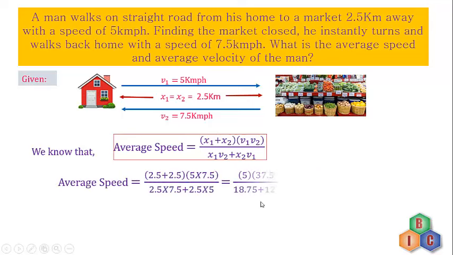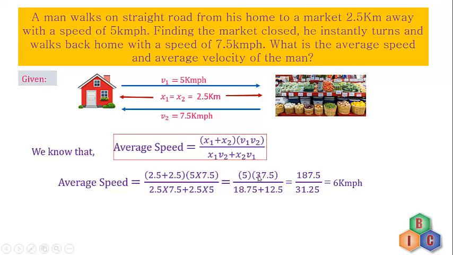So average speed becomes, see here, x1 plus x2. Both x1 and x2 are 2.5 kilometers. So it is 2.5 plus 2.5 into v1 v2. What is v1? 5. And what is v2? 7.5. So the numerator becomes (2.5 plus 2.5) into 5 into 7.5, divided by x1 v2. x1 is 2.5 as you can see here, and v2 is 7.5. So 2.5 into 7.5 plus 2.5 into 5. 2.5 plus 2.5 is 5.